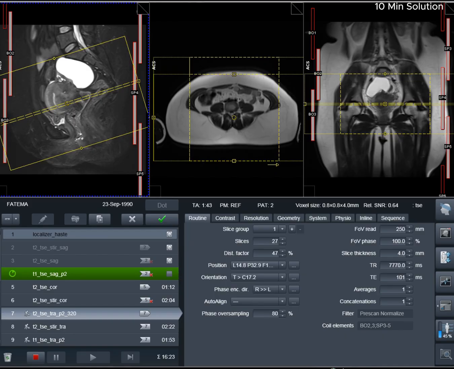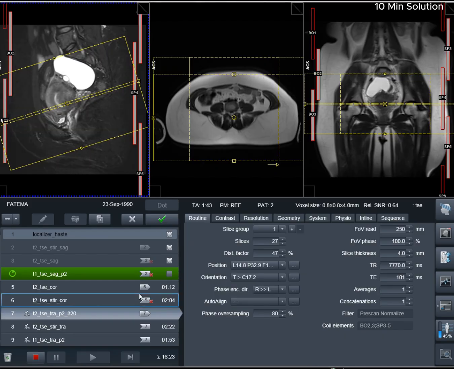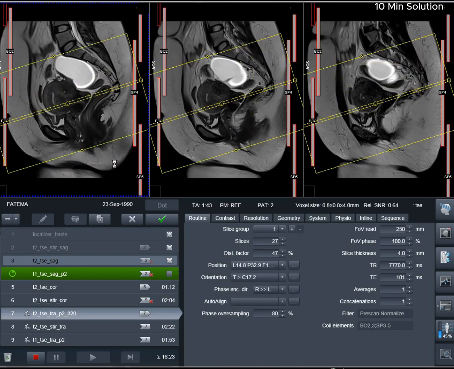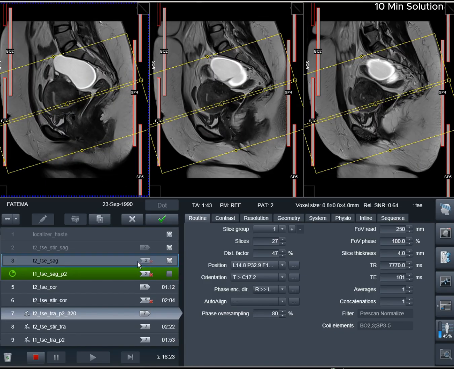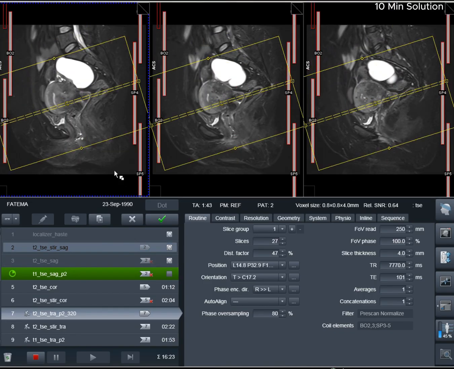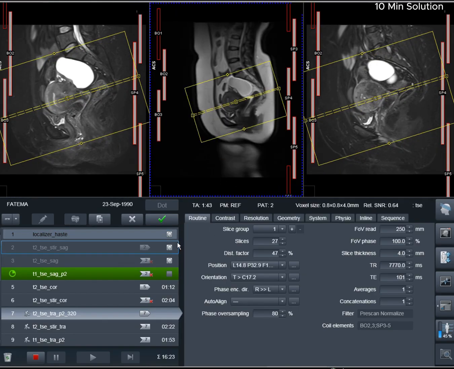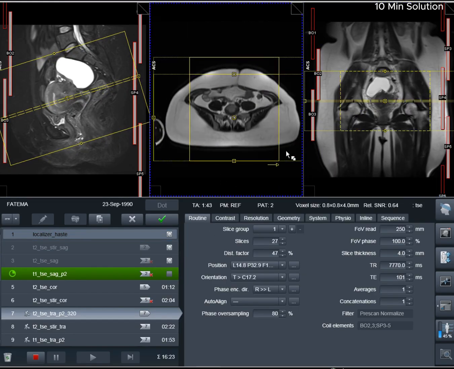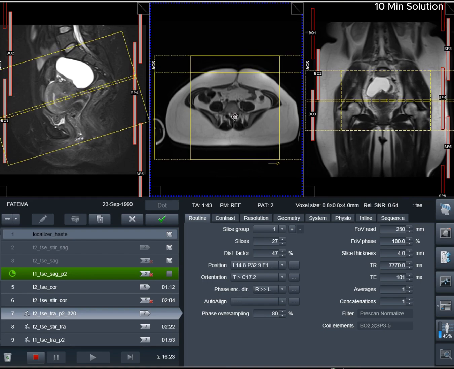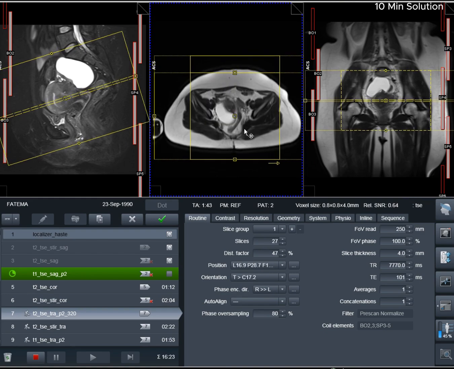T2 TSE axial 3 mm SFOV pelvis. Plan the axial slices on the sagittal plane and position the block horizontally across the pelvis. Verify the positioning block in the other two planes. Determine an appropriate angle in the coronal plane that is parallel to the right and left hip.